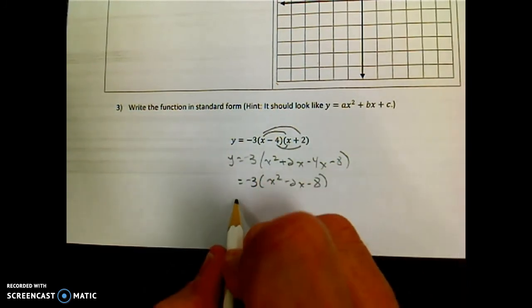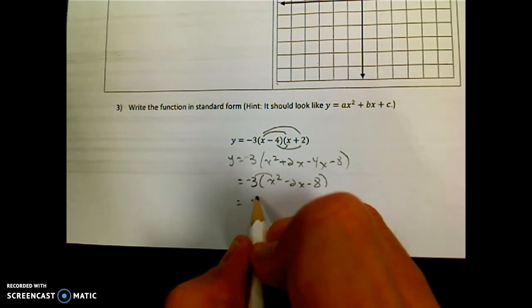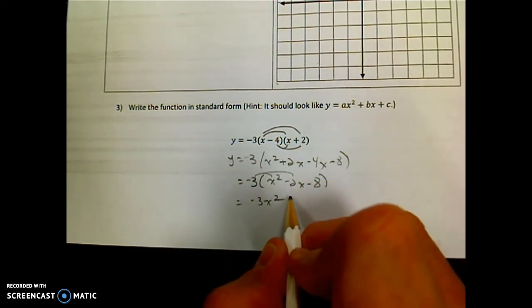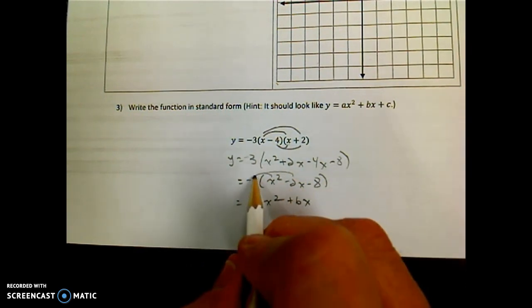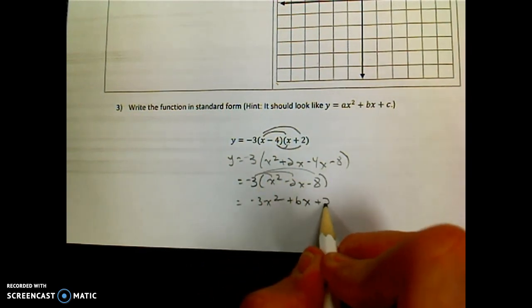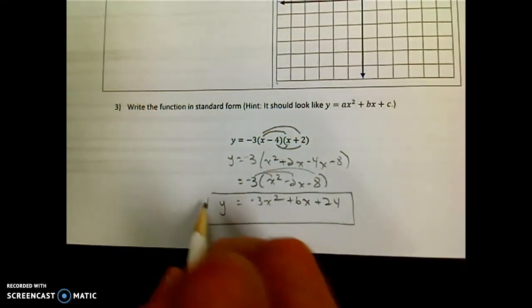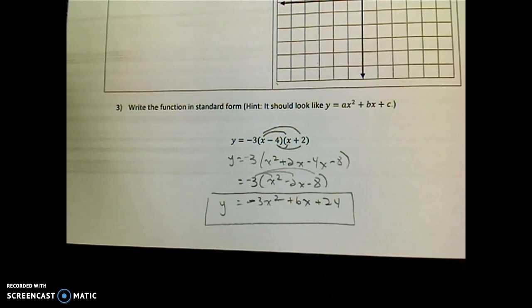Now I can distribute the negative 3. Negative 3 times x squared, negative 3x squared. Negative 3 times negative 2x, that's positive 6x. Negative 3 times negative 8, plus 24. And now I have an equation that's quadratic, and it's written in standard form. Y equals negative 3x squared plus 6x plus 24.